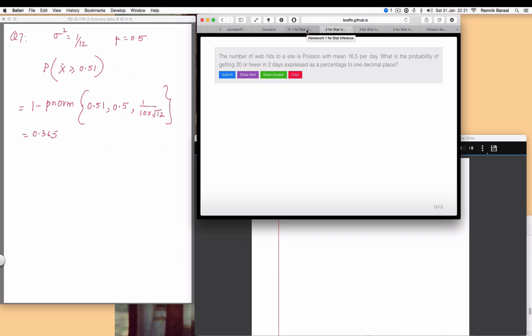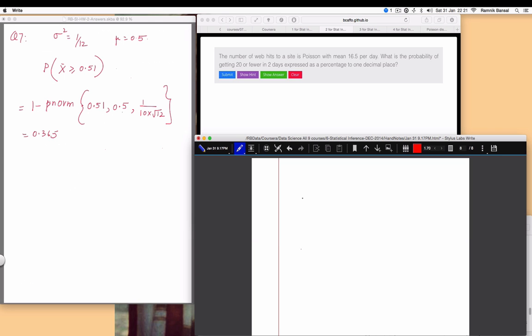Lambda is given, isn't it? Lambda is the mean, fair enough. Lambda is given to us, and that's the mean, which is 16.5.